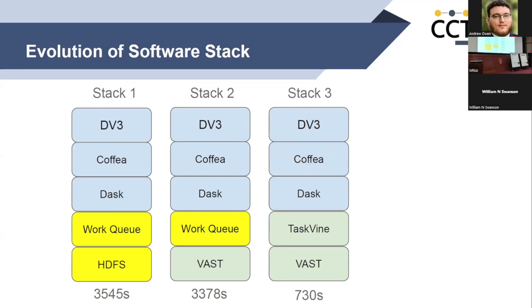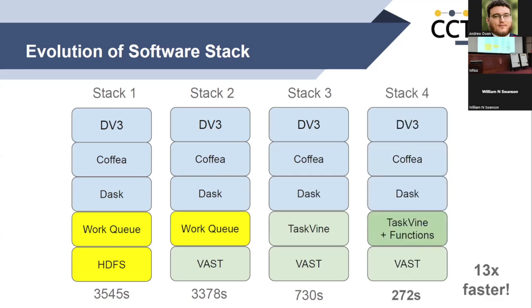That's pretty good. But we're not done yet, because in this iteration, TaskVine is still using ordinary tasks where we start a Python process and we stop a Python process. We converted this to take the functions out of the application, convert them into these libraries and functions, and now we've got this down to 272 seconds, which is 13 times faster, which is enormous for the person who is doing data analysis.